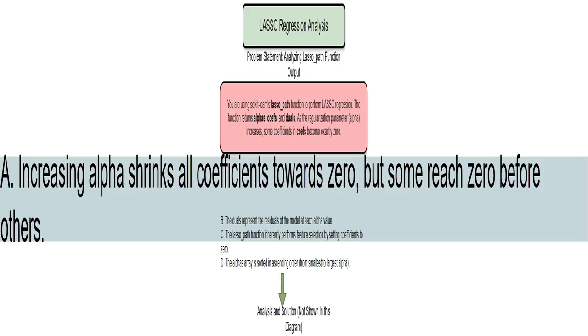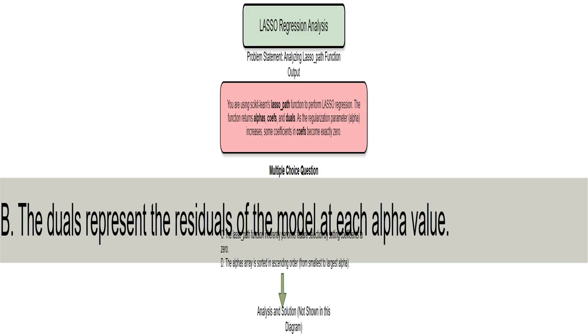I think about what the regularization parameter, alpha, does. A higher alpha means stronger regularization, forcing the coefficients to shrink more towards zero. Some coefficients, the less important ones, hit zero first. That's true. The duals aren't the residuals, the errors of prediction. They're related to a more complex mathematical concept in optimization, so I'm saying this is false.